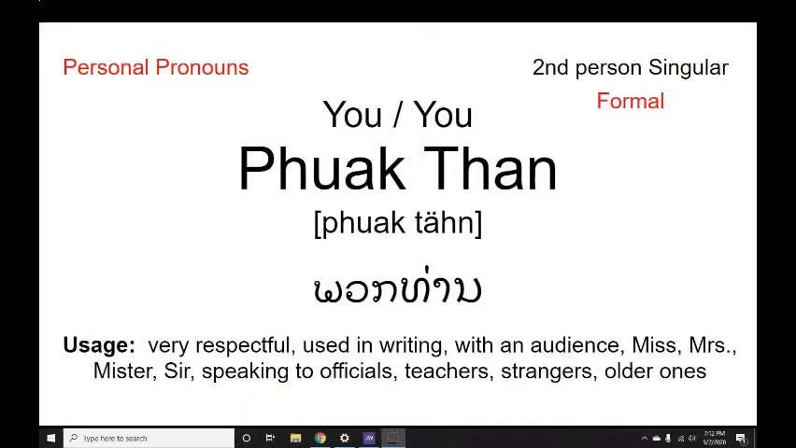Okay? So, it's also, again, when we're referring to sir or miss, people that we don't know well, but they're in a place of authority, or respectfully referring to officials or teachers, older ones, we would say as a group of them, referring to them as you or you all, puak tan.